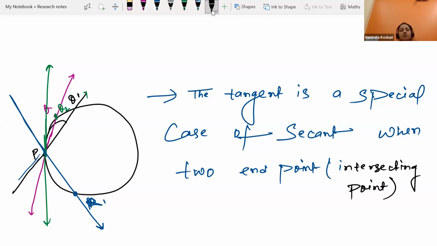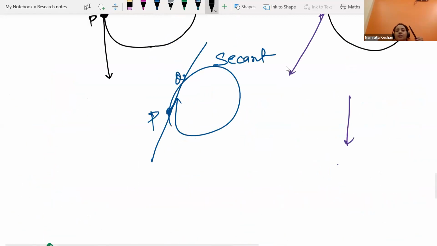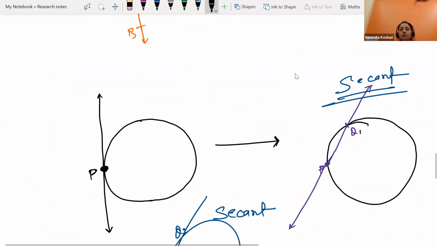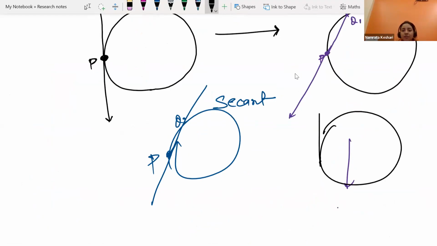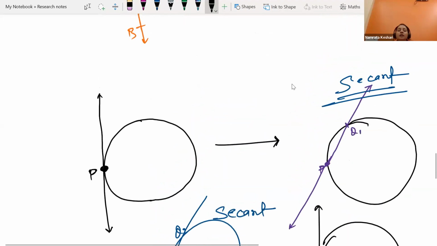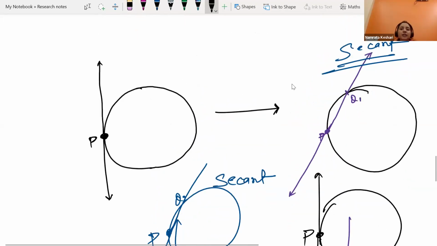The tangent is a special case of secant when the two endpoints come closer and closer, and let me write directly, when the two endpoints coincide. That means here you have the endpoints PQ1, here you have the endpoints PQ2, and still you keep on moving. You will end up having a tangent again. That's why we are calling that tangent is the special case of secant.